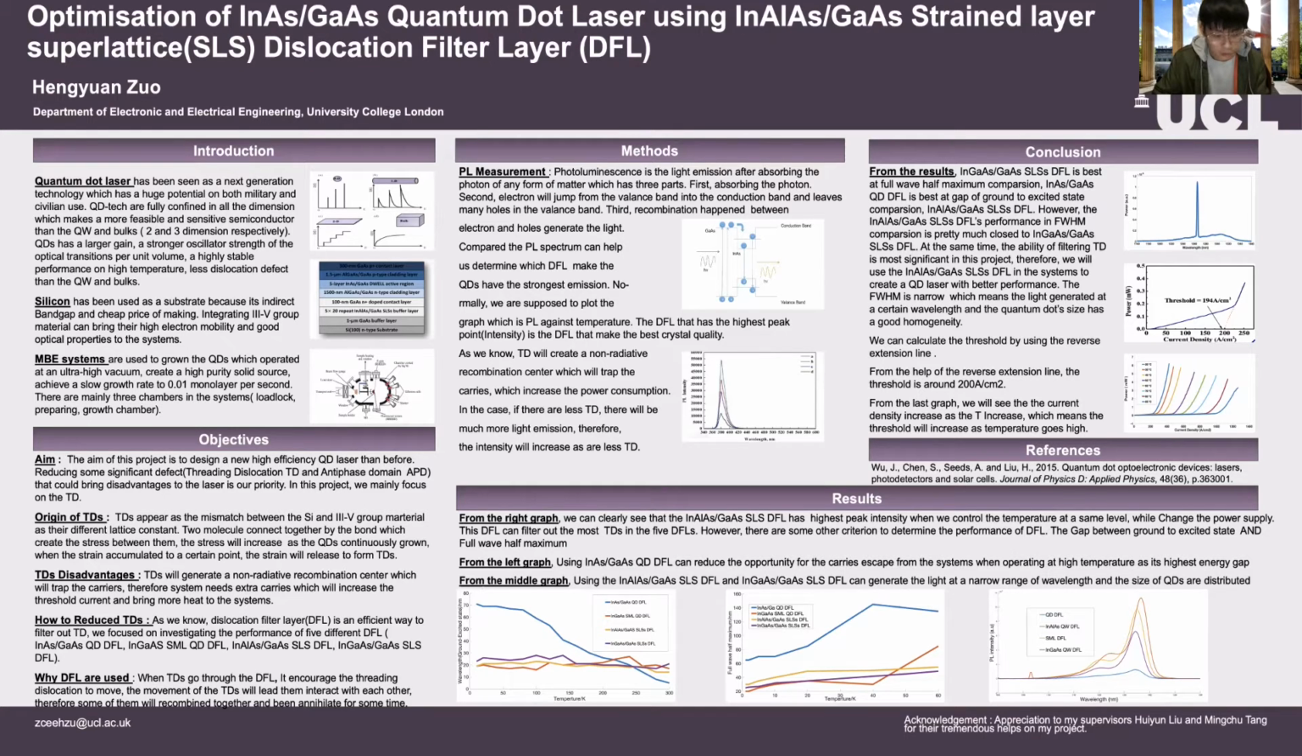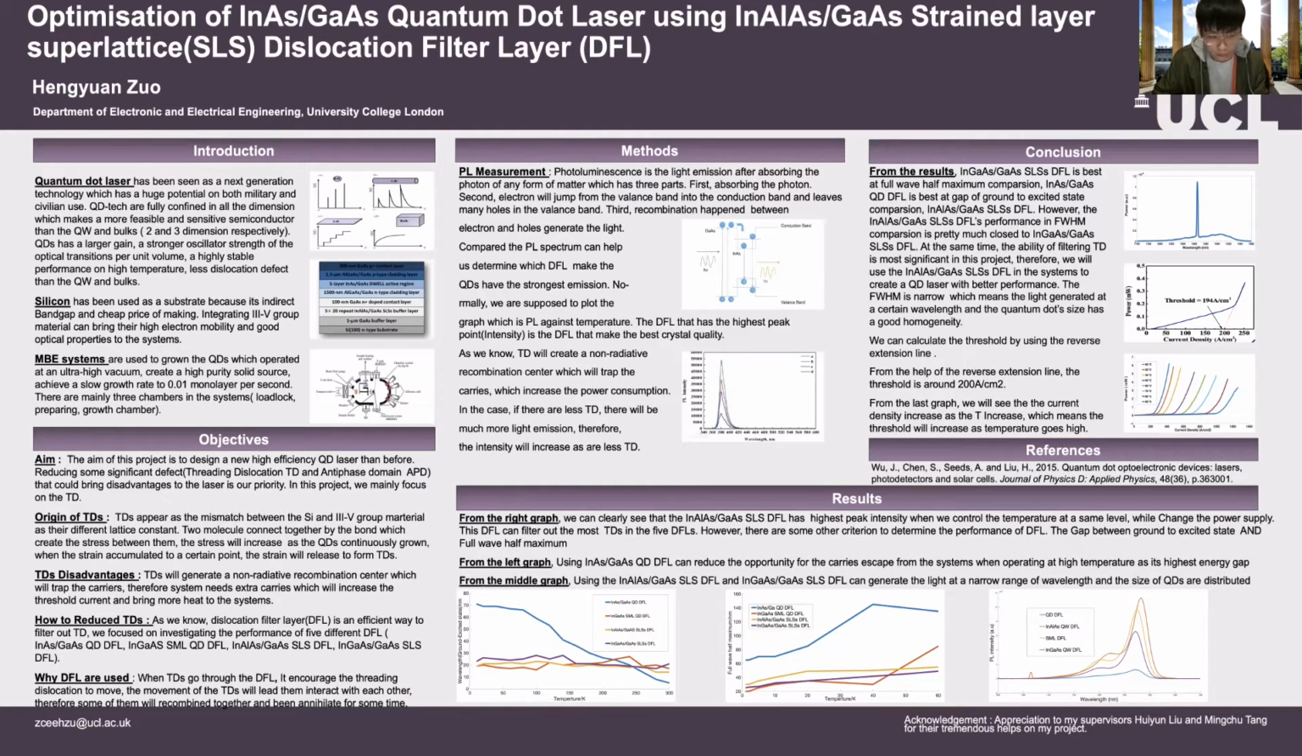About the objective section, the aim of this project is to design a new, more efficient QD laser than before, by reducing significant defects such as the threading dislocation (TD) and antiphase domain (APD), which bring disadvantages to the laser and reduce its performance. But in our project, we are mainly focused on getting rid of TD.